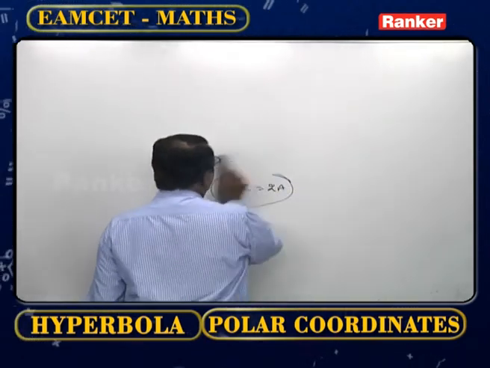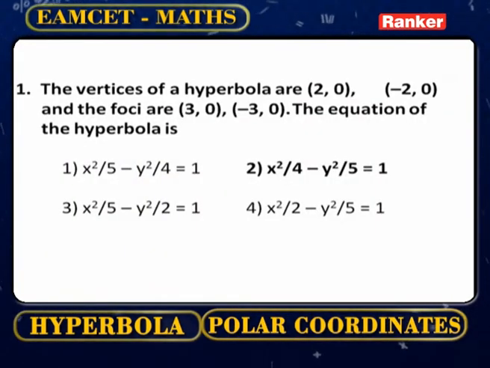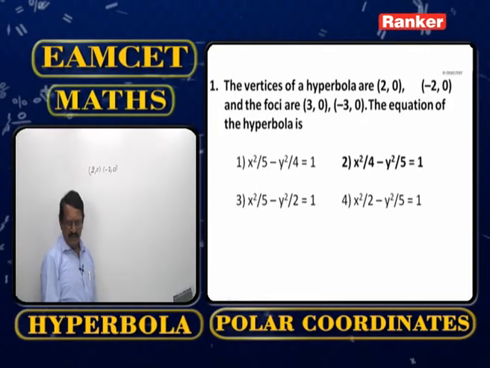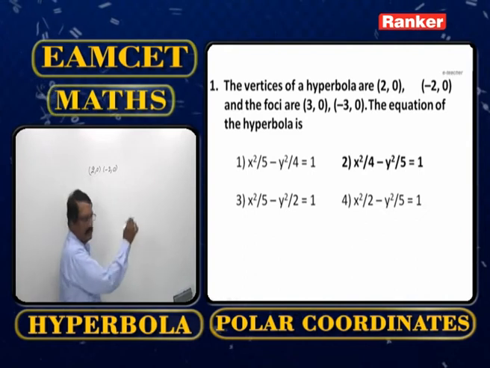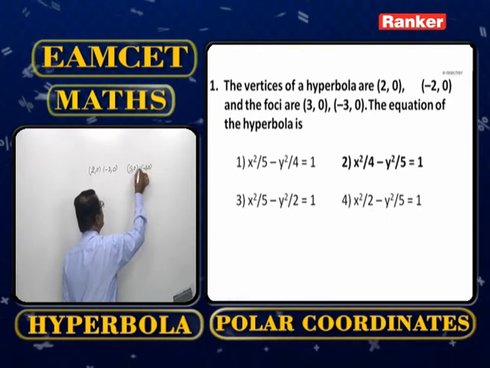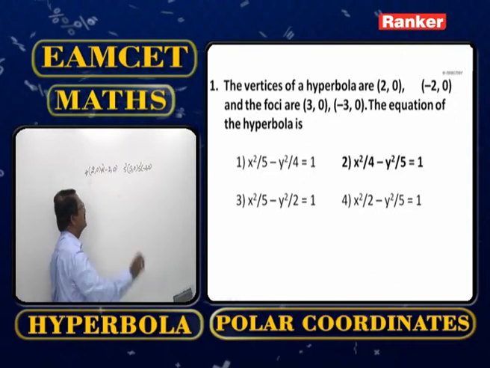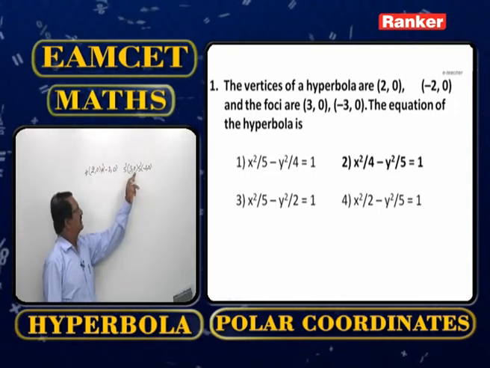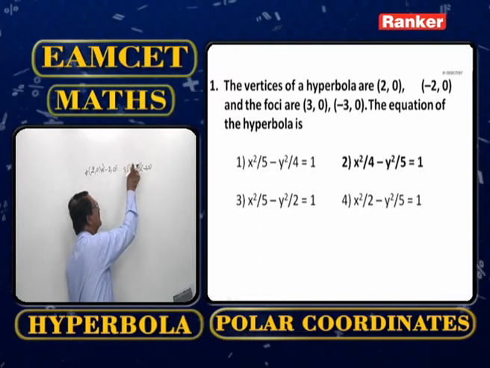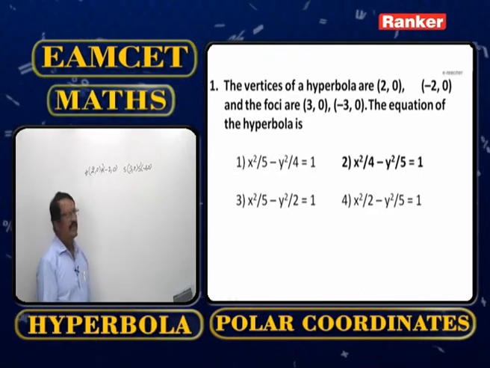Next, we can do some problems on the hyperbola. First problem: the vertices of a hyperbola are (2, 0), (-2, 0), and the foci S and S' are (3, 0), (-3, 0). Find the required equation of the hyperbola.